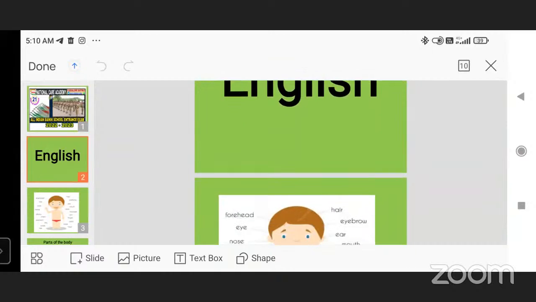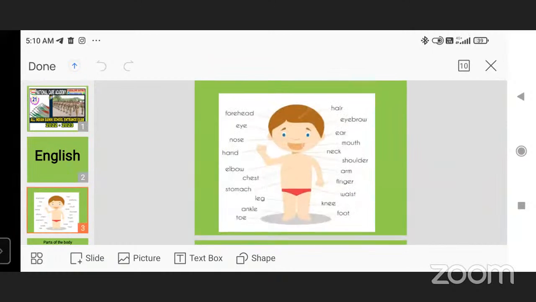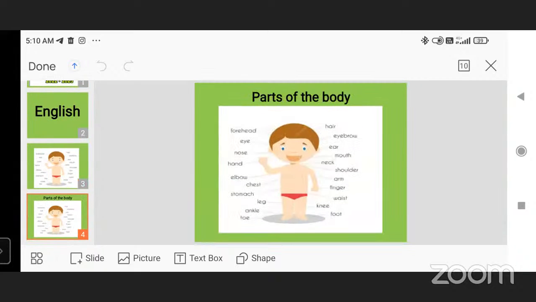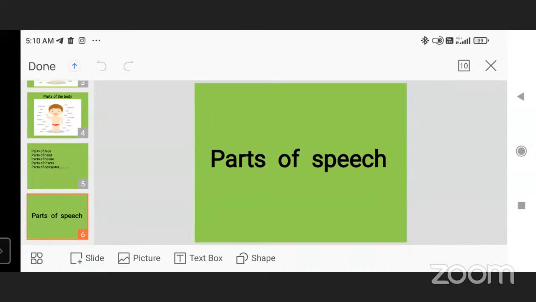As I taught you already, what is the picture of this? It's the parts of our body. Why do I give this example? To know we have different parts in our body as well as around us, whatever the things. So parts of face, hand, these I've already recalled for you. So today's concept is parts of speech.